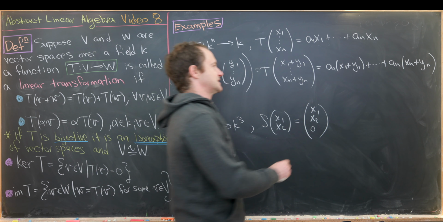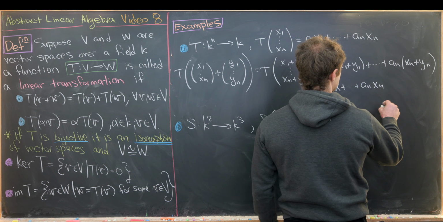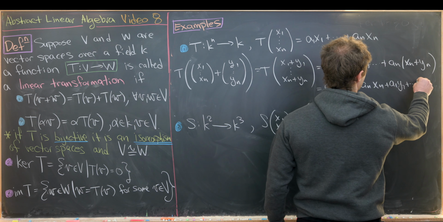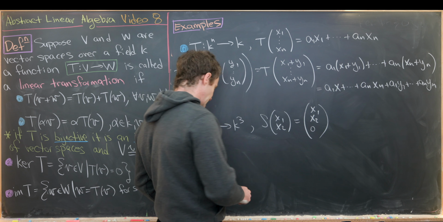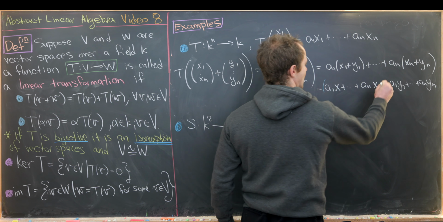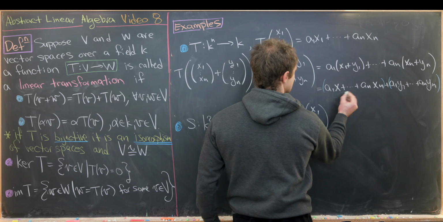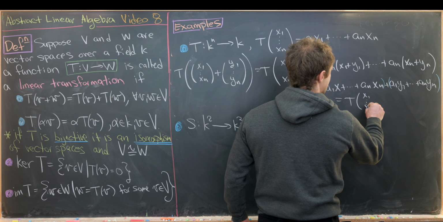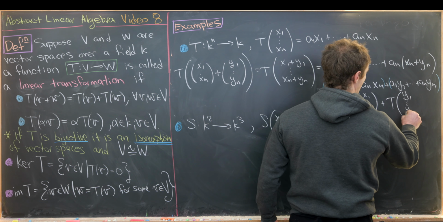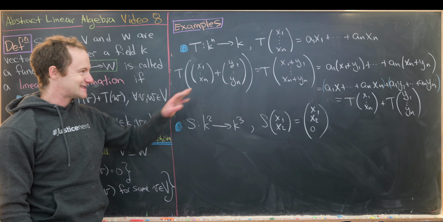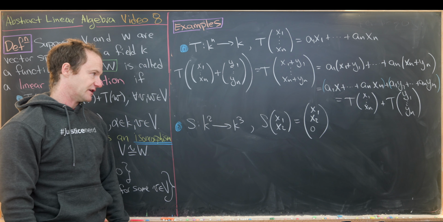But now we can resort some things a little bit. We can write this as a1x1 plus all the way up to anxn plus a1y1 plus all the way up to anyn. Again, that's just moving some things around. Maybe if we really want to, we could put some parentheses around here and here. But that first set of parentheses is exactly T evaluated at x1 down to xn, whereas this second set of parentheses is exactly T evaluated at y1 down to yn. So that's the additive property we need for a linear transformation. Again, I'll let you check the multiplicative property.